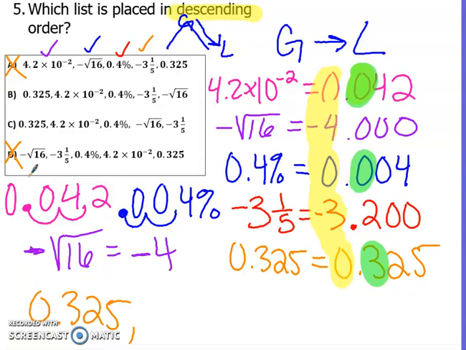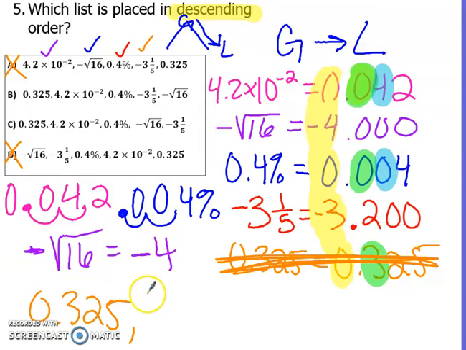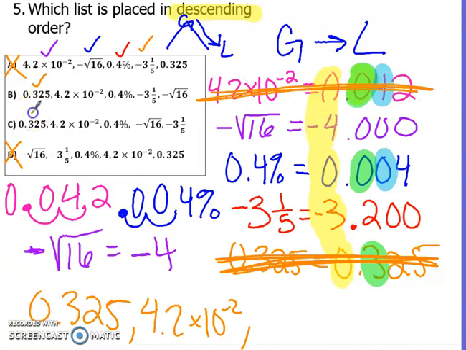Here we go. So now this is out. I'm still looking at my green bubbles. Those were the same, so now I have to go to the next one. 4 or 0. So what is greater, 4 or 0? 4. So 4.2 times 10 to the negative second is my next number. I look at my answer choices. Both of them have 4.2 times 10 to the negative second next. Honestly, if I look at the next one, they both have 0.4% next. And that's true.